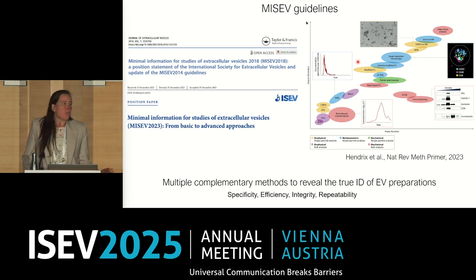For me, one of the most important parts of the MISEV guidelines really associates to the need of multiple complementary methods that allow you to reveal the true identity of an extracellular vesicle preparation. It really helps you to assess what is the specificity, or how much am I enriching for EVs and depleting other types of particles. How many EVs am I recovering? What's the effect on efficiency? And also, what is the integrity of the EV preparation I still obtain? And for that, there are different types of complementary characterization methods that are crucial to implement.